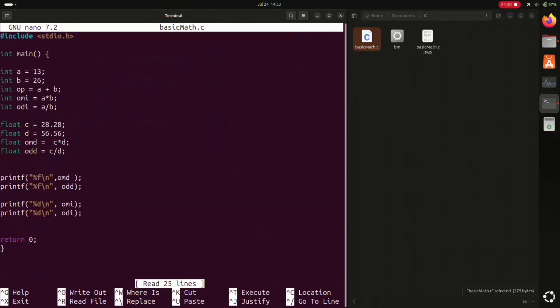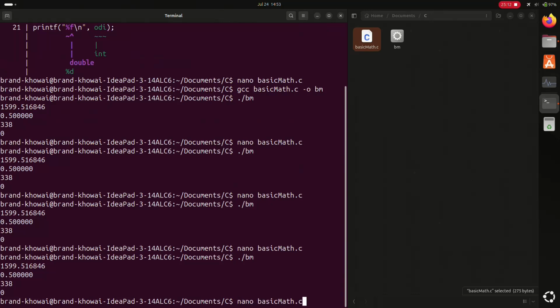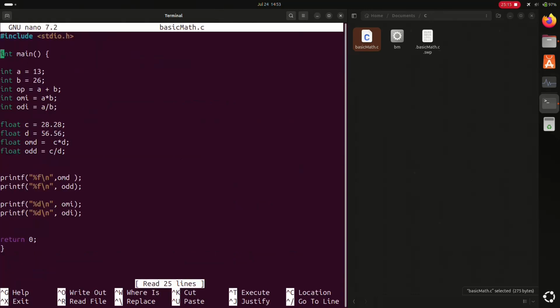The next line of code is printf OMI, A multiplied by B. So A multiplied by B, what should it be? A 13 times 26, which should be 338. Control X. If I run it again, yes, it is 338. Now what is the problem here? Now the last line of code, this is ODI. ODI means A divided by B. A is 13 and B is 26. So 13 divided by 26 should be 0.5.